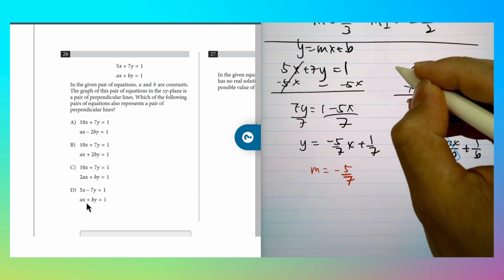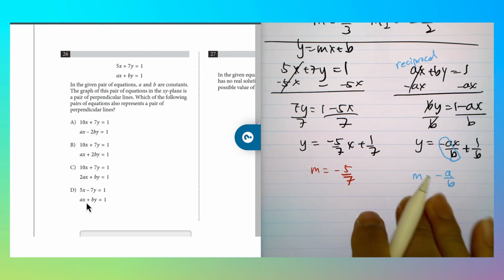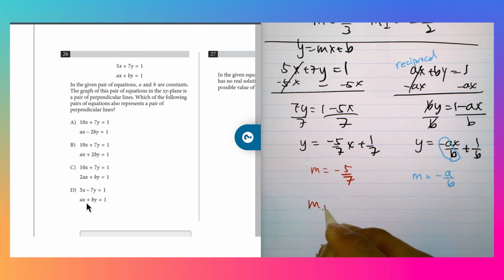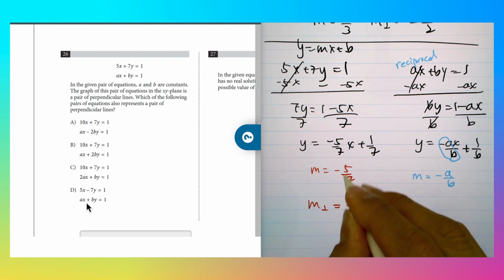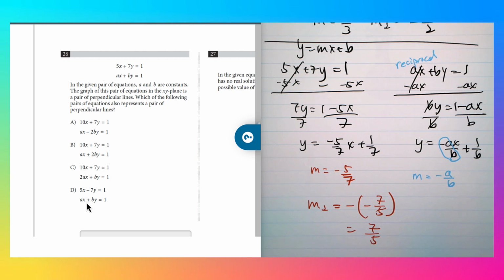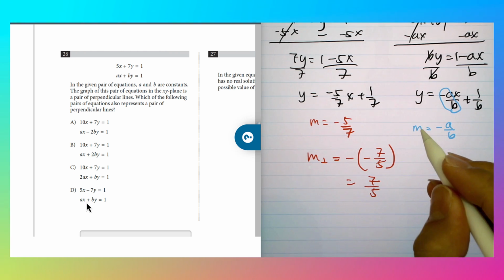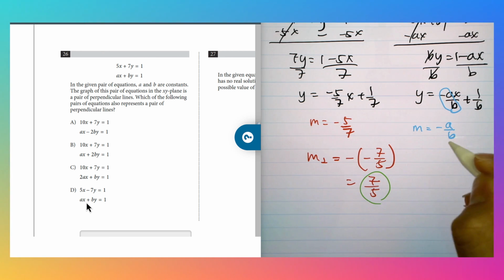If you call this the reciprocal equation, then we should just keep it the way it is, negative a over b. Now we want to find the perpendicular slope, negative reciprocate, 7 over 5, and that becomes 7 over 5. This is already reciprocal, so we can set these equal to each other.